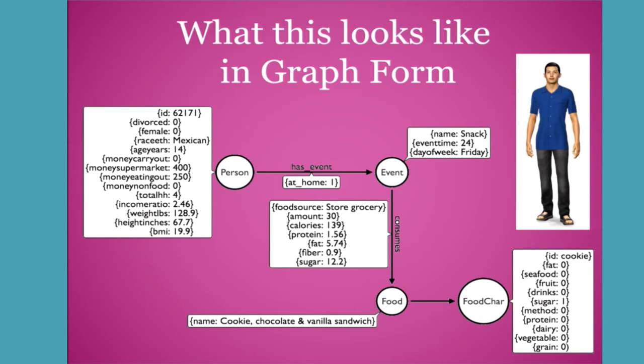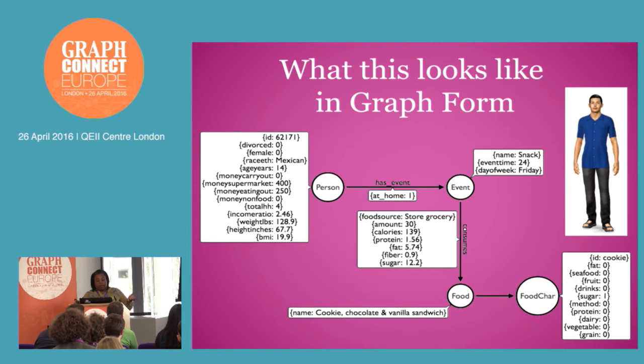Associated with what he's consumed, I have all this information: where that food came from, how much of it he ate, and all the calories and nutrition information associated with it. Connected with that food, and this gets more towards the recommendation side, I wanted to extend it. The database didn't come with food characteristics. It came with a list: cookie, chocolate, and vanilla sandwich. So I wanted to use Neo4j and the graph concept to get at food characteristics.